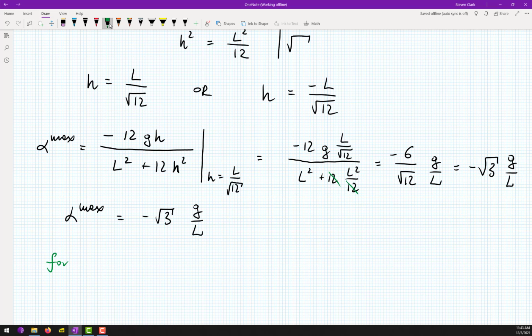But for h equal to minus L divided by 12, for the other case, we will end up with alpha max positive, plus square root of 3 g L. Okay, so we actually solved that problem.